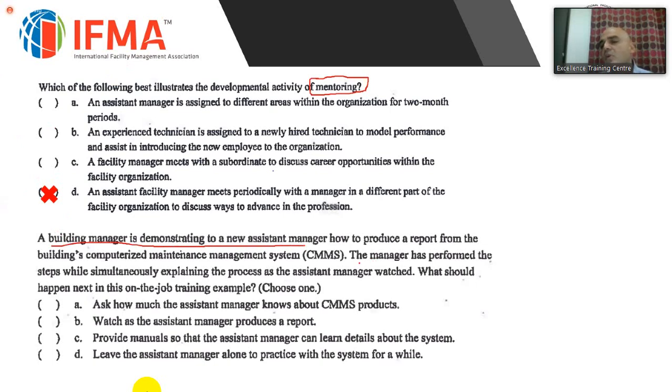So this is on-the-job training, right? The manager has performed because he's demonstrating. He's not making a theoretical presentation. Demonstrating means doing an actual demonstration. The manager has performed the steps while simultaneously explaining the process as the assistant manager watched. What should happen next in this on-the-job training? C. C, Charles. So, C, Charles. Okay, anyone else? B.